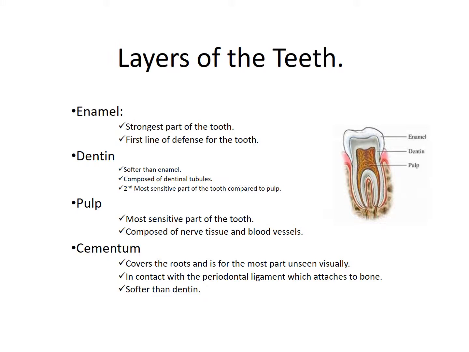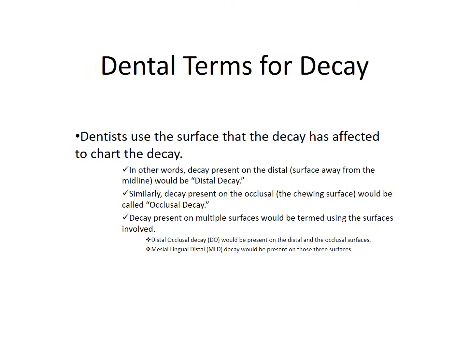The pulp is the innermost layer of the tooth. It is the most sensitive part of the tooth because it is composed of nerve tissue and blood vessels. The cementum covers the roots and is for the most part unseen visually. It is in contact with the periodontal ligament, which attaches to the bone. It is also very soft compared to the dentin.